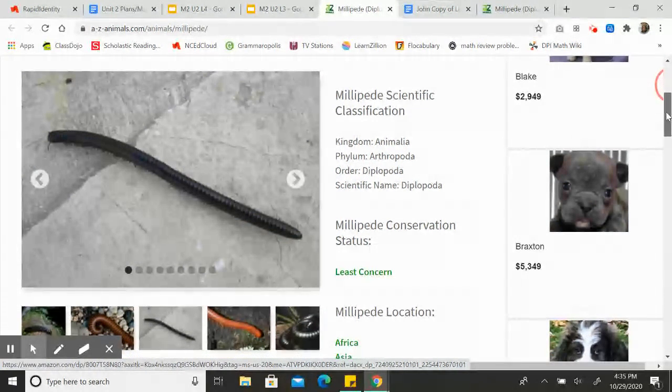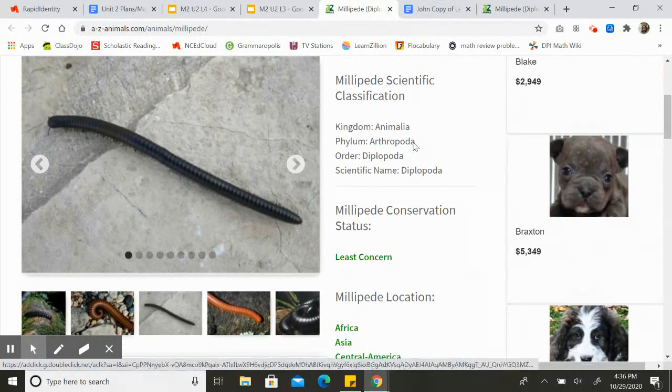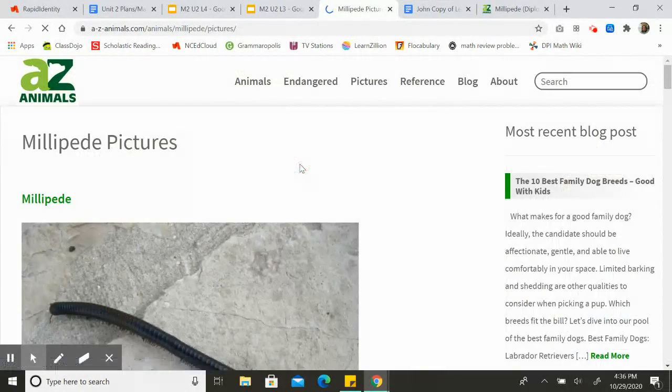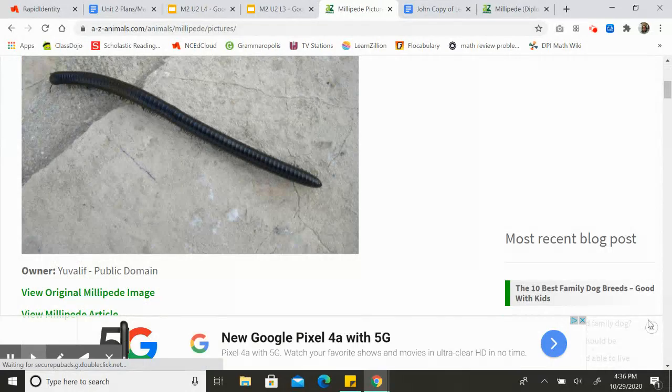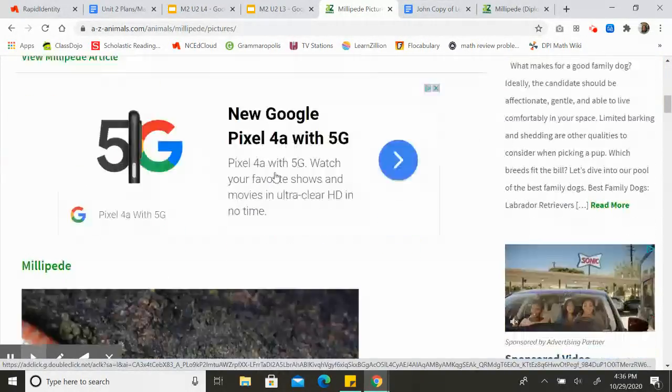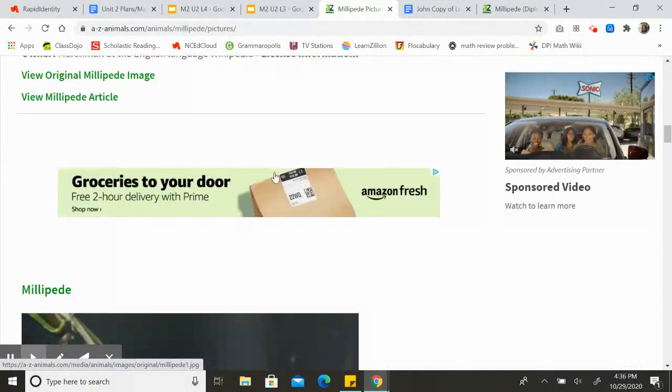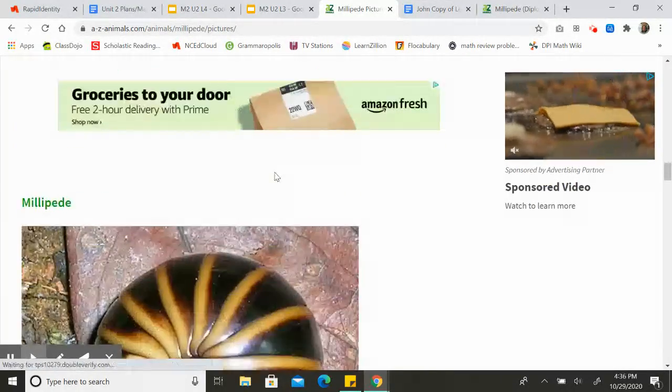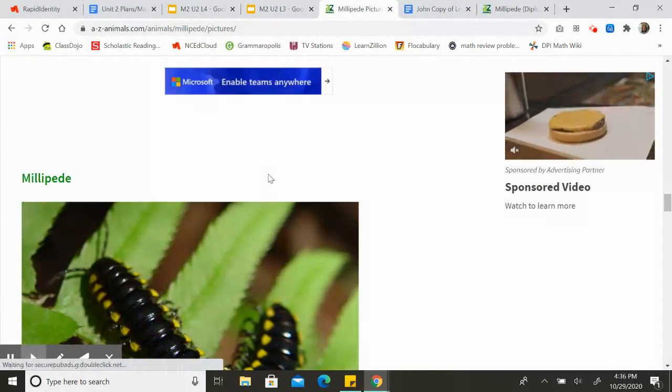Okay, off my soapbox. So here is the picture of a millipede. There's lots of pictures. You can look through them, and you can see the different ones. Okay. Kind of gross. Pretty nasty. Okay, I'm going to go back.